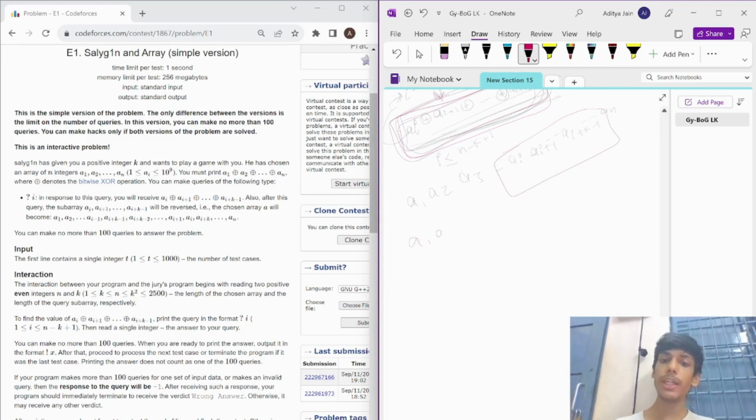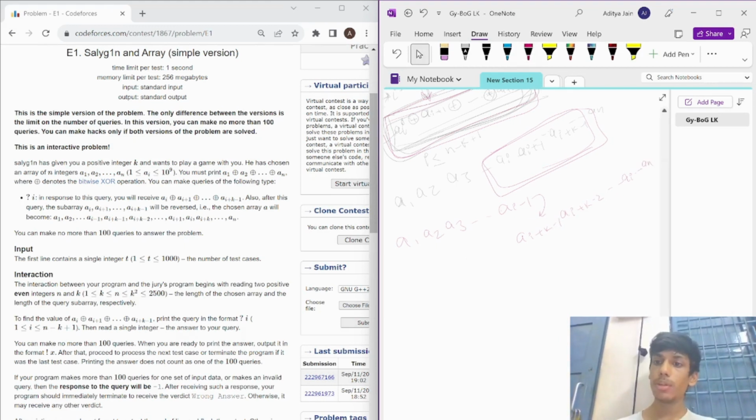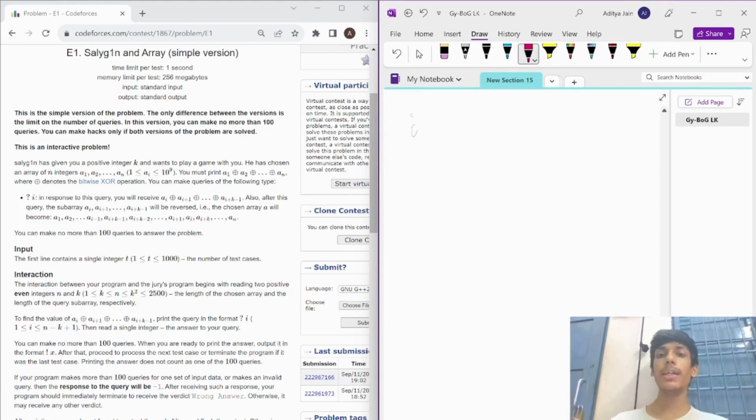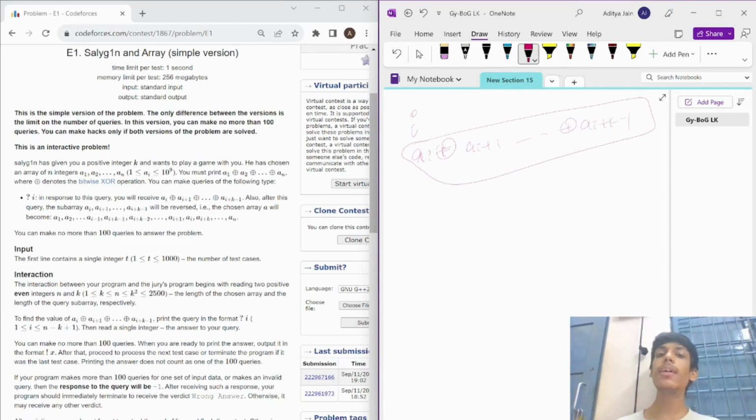So the new array will be a1, a2, a3 up to ai minus 1. Then, since this part gets reversed, my array will become ai plus k minus 1, ai plus k minus 2 up to ai, and then it will again go up to an. So in short, in a particular query I, you will get the XOR of ai XOR ai plus 1 up to XOR of ai plus k minus 1, and then these elements will get reversed in the original array.